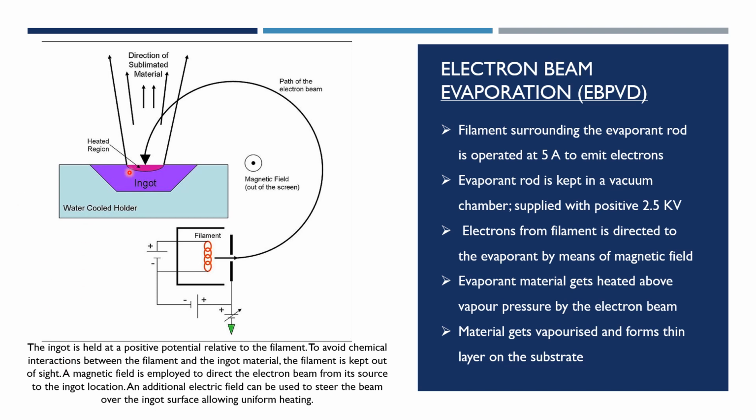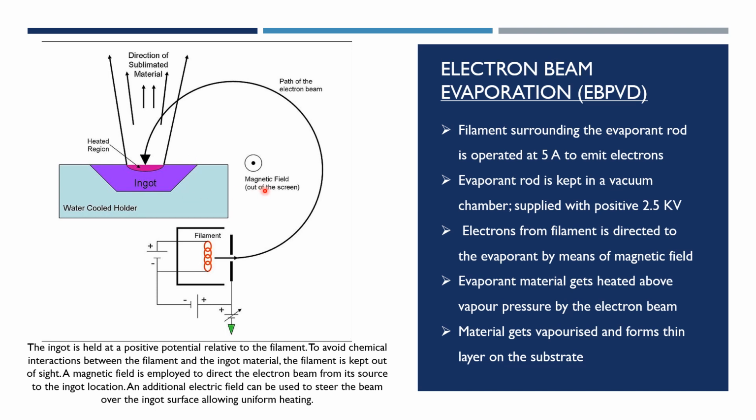Here this ingot is positive with respect to the filament, that is, the voltage is provided positive with respect to the filament, and to avoid any chemical interactions between the filament and the ingot, the ingot is kept at a distance from this filament. Also this magnetic field, which is coming out of the screen, will be employed to show the path for the electrons towards the ingot.